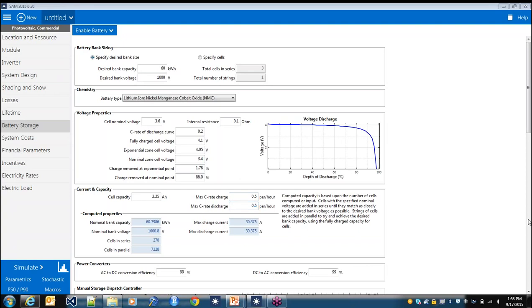So there's a question from Nathan. Are there plans to have a manufacturer battery database, much like Sam has for inverters and modules? So there's been talk of that, and it is possible. Right now we just have this kind of default chemistry type.